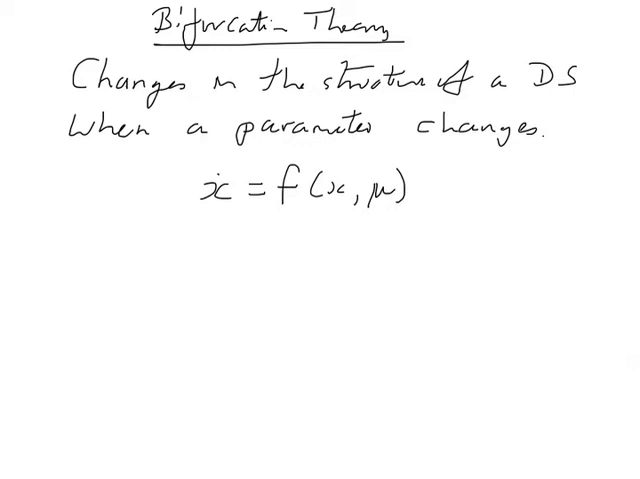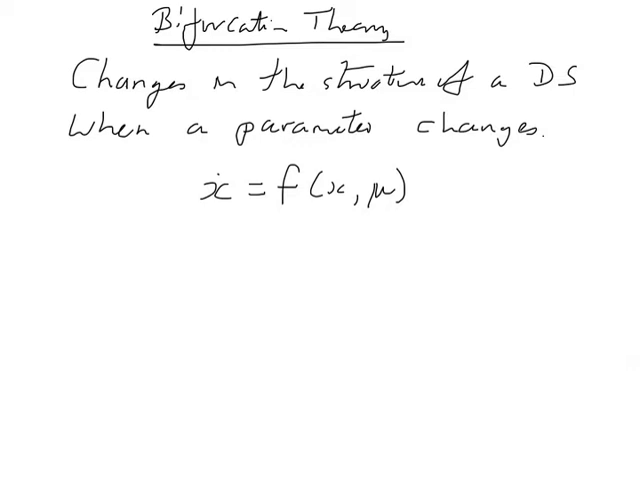So X could be something like, I don't know, wind speed, and mu might be the parameter of temperature, or X may be temperature, and mu may be CO2 content in the atmosphere, something like that. Or we saw the example in the Stommel model where there was a parameter eta 2, and as you changed that, the structure of the dynamics changed.